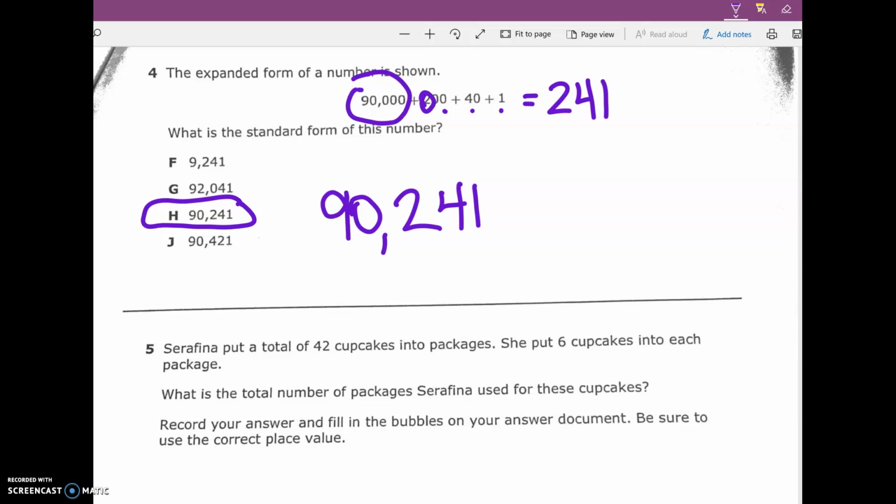This 200s needs to be in the centenas place. 40 is in the decenas place, and the 1 is in the unidades. Okay? So there's 90 millares.